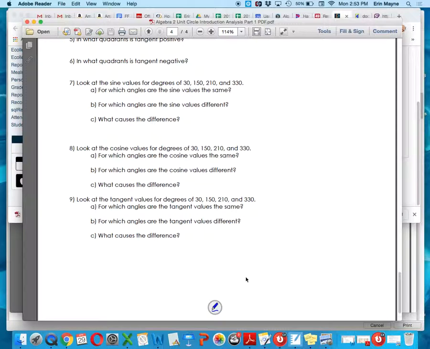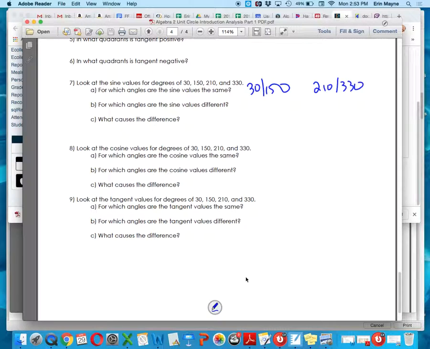Okay, here we go. For what angles are the sine values the same? Give me a pair, Amin. 30 and 150. Okay, give me another pair, please, Sadia. Okay, what do you notice about the relationship between these two? 30 and 150. Reflected across the y-axis.